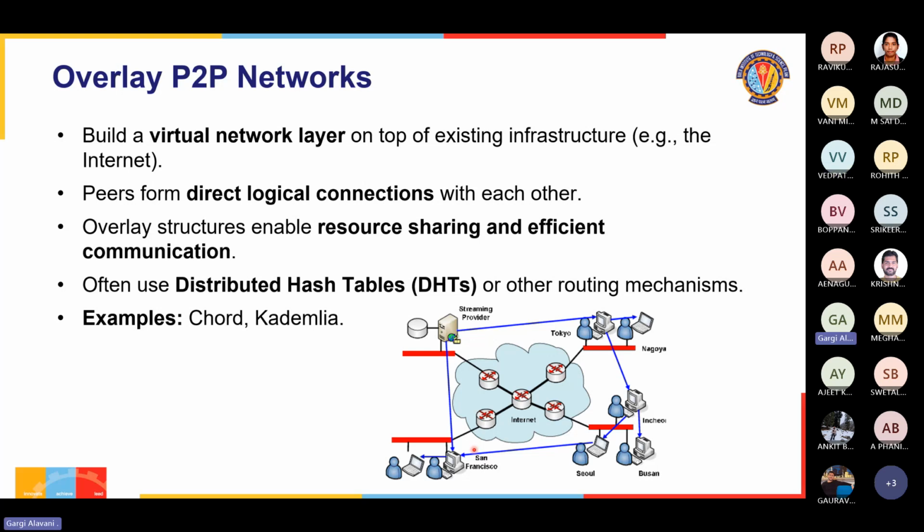Now, for node identification, nodes in this overlay network are also identified using hash keys, which tells you how to route and locate the data.